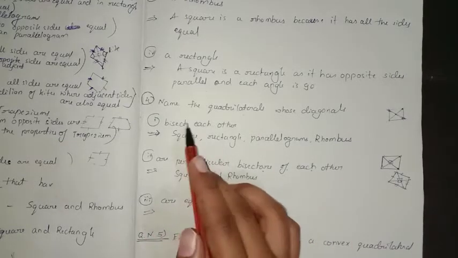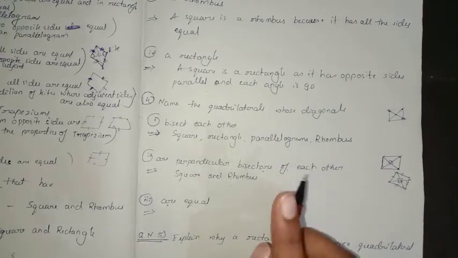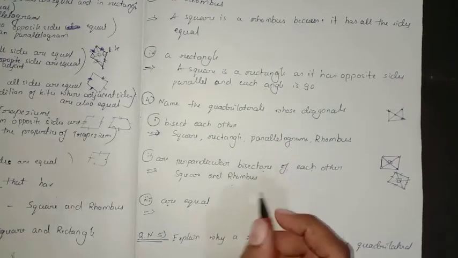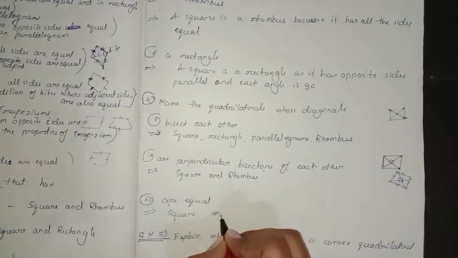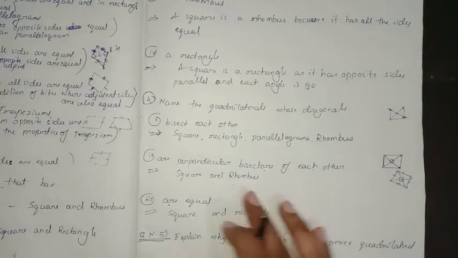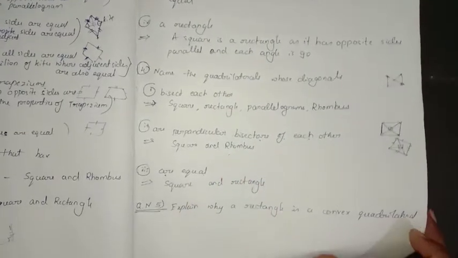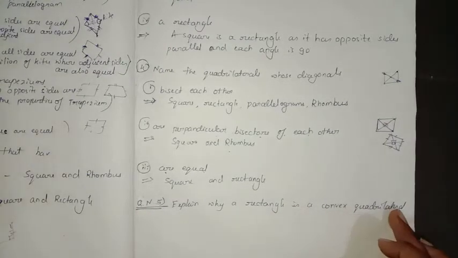And the last one: name the quadrilateral whose diagonals are equal. So the diagonals must be equal in that case. The diagonals are equal in the case of a square and even a rectangle also. This we have studied in the introduction only. And question number 5: explain why a rectangle is a convex quadrilateral.